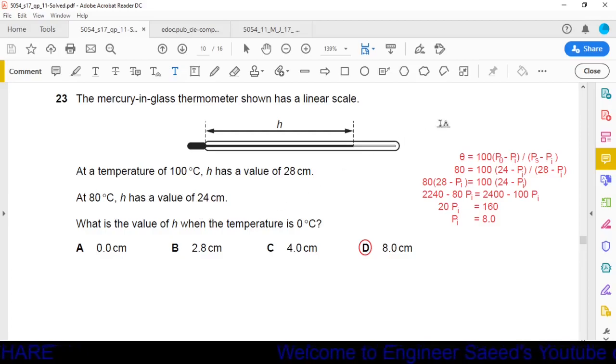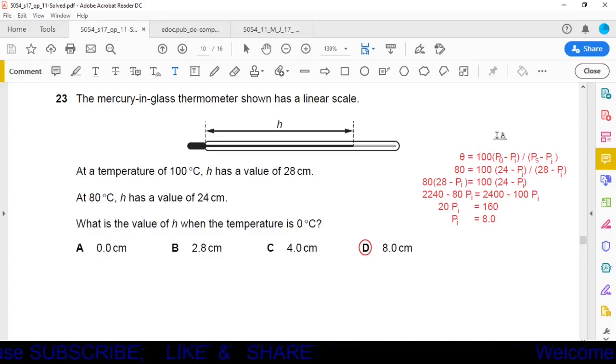Okay, we have studied a formula. Theta is equal to 100 times (P theta minus Pi) divided by (Ps minus Pi), where P theta is the thermometric property at a temperature of 80 degrees centigrade. Pi is the thermometric property at a temperature of 0 degrees centigrade, that we have to find out. Ps is the thermometric property at a temperature of 100 degrees centigrade, that is given 28 centimeters. Pi is the thermometric property that we have to find out.